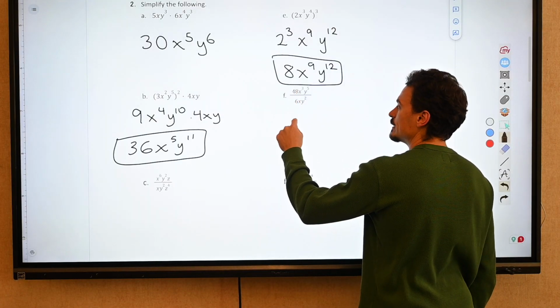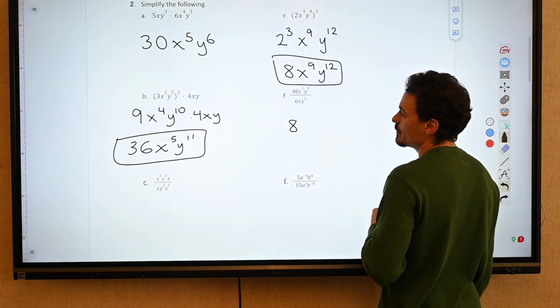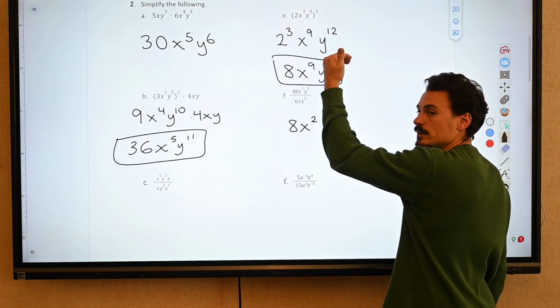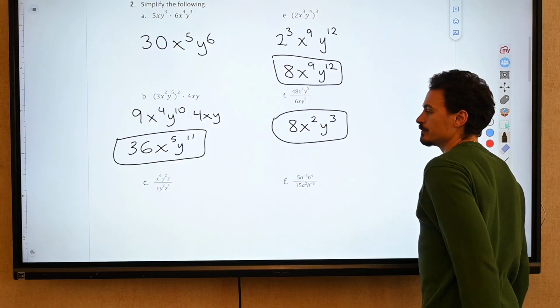Here 48 over 6 is equal to 8. I have 3 x's on top, 1 on the bottom. This is the quotient rule, which means I have 2 left over. I have 5 y's on top, 2 y's on the bottom. Gives me 3 y's left over.